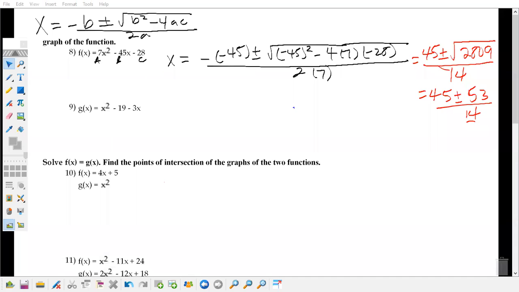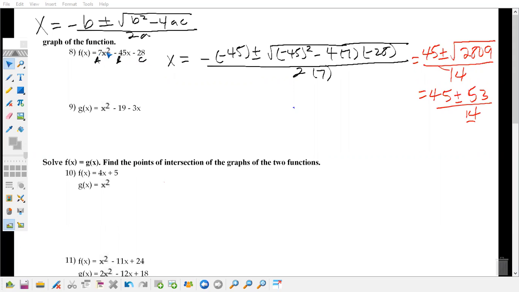Okay, so picking up where we left off yesterday, we were talking about the quadratic formula, and that's our x equals negative b plus or minus the square root of b squared minus 4ac, divided by 2a. Boom, okay? The first thing you want to make sure is that your equation is in order of power. So notice here how it's written as 7x squared minus 45x minus 28.